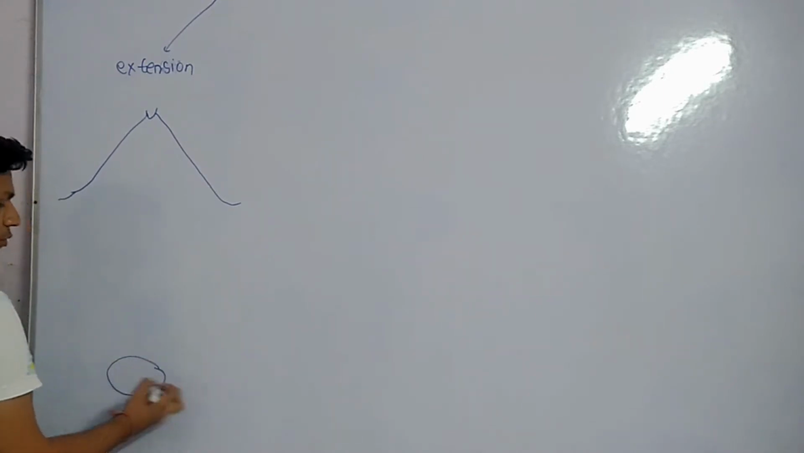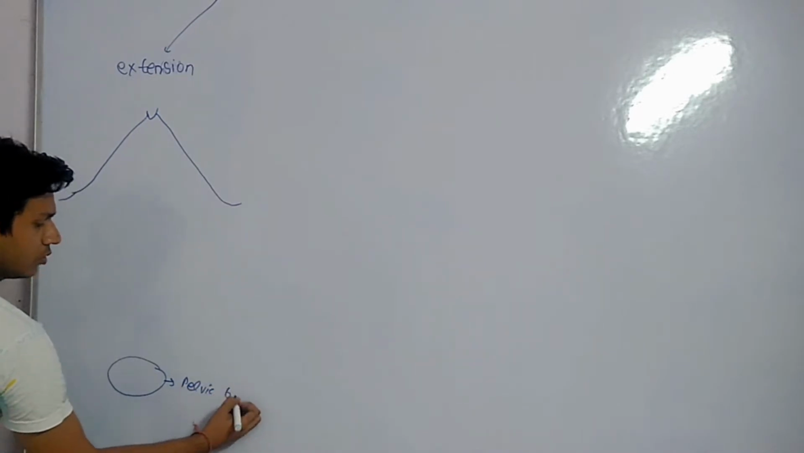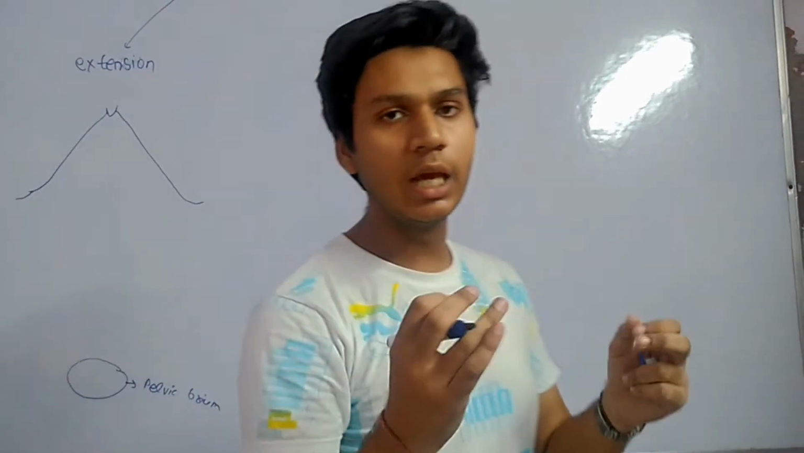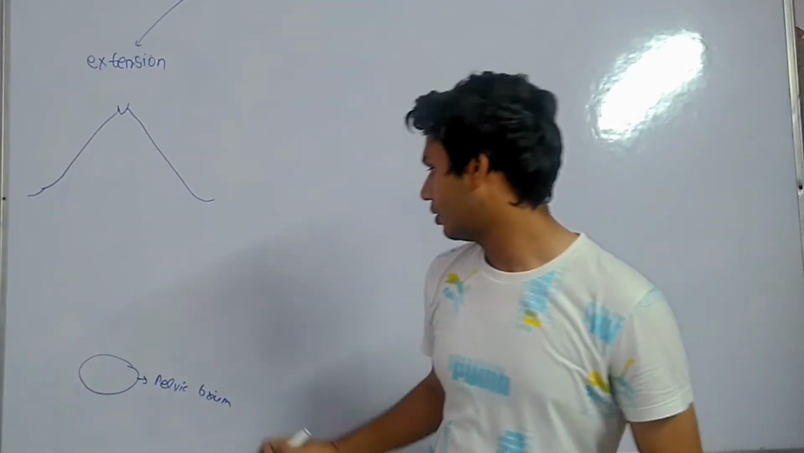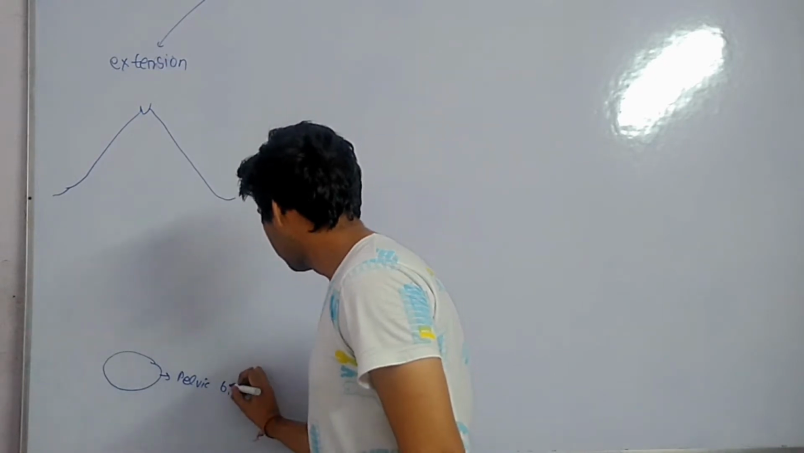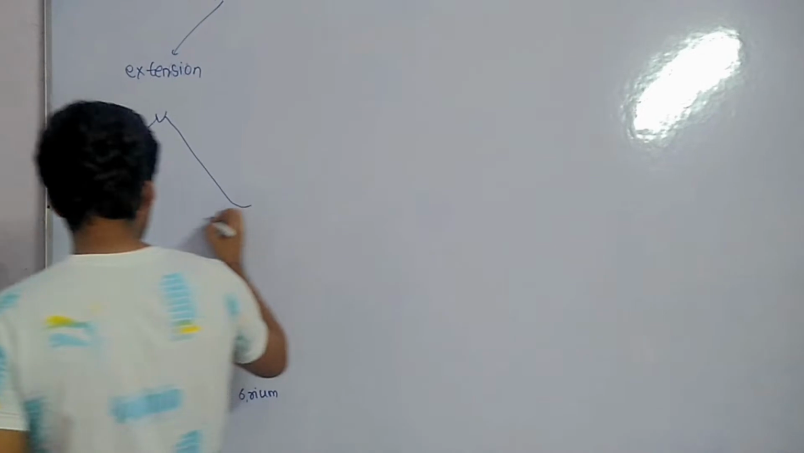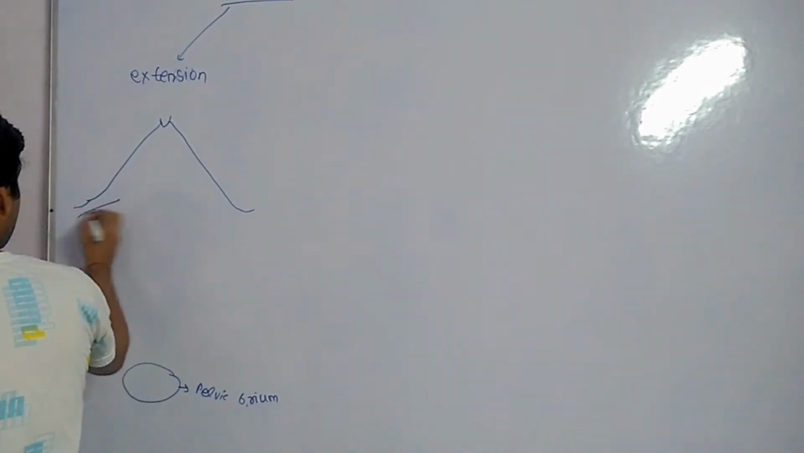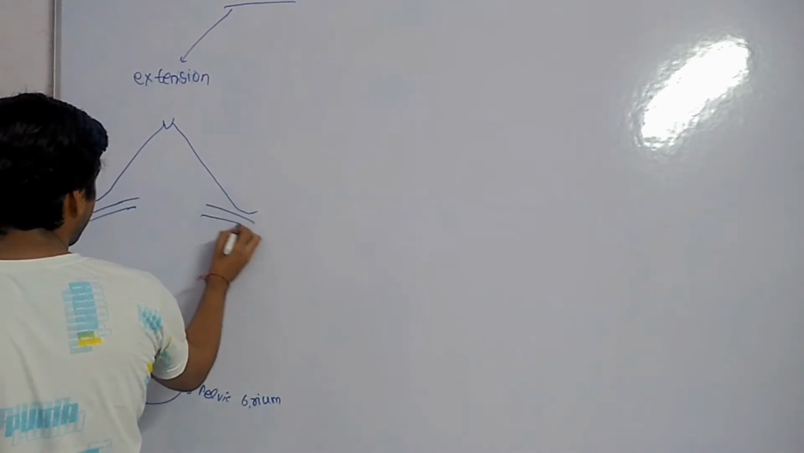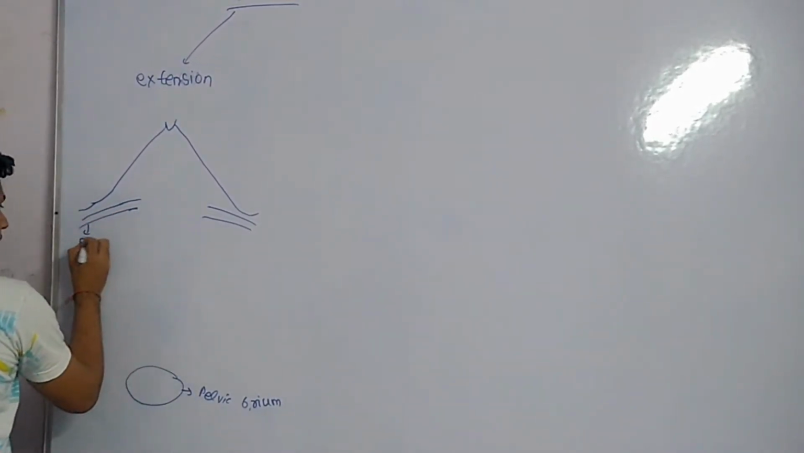Pelvic brim, what is pelvic brim? The circular canal formed by pelvic bones, ilium, ischium, sacral bones. This is called pelvic brim. And here we know some false ribs, floating ribs. These are floating ribs.